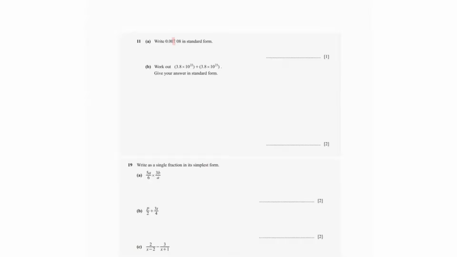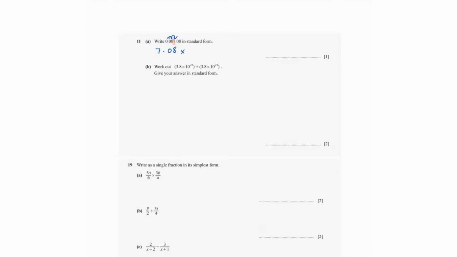Not before, not after the 0 between the 7 and 8, not after 8. It needs to be after 7. So we know that when you move the decimal 1, 2, 3 places to the right, it comes between 7 and 0. So it's going to be 7.08.